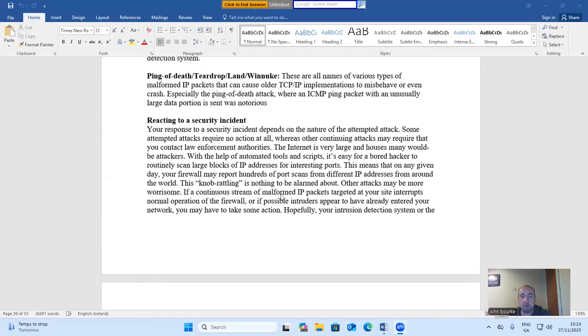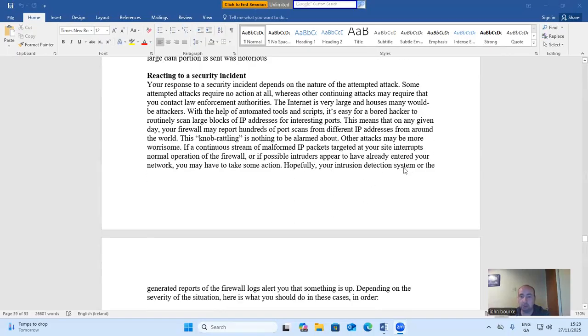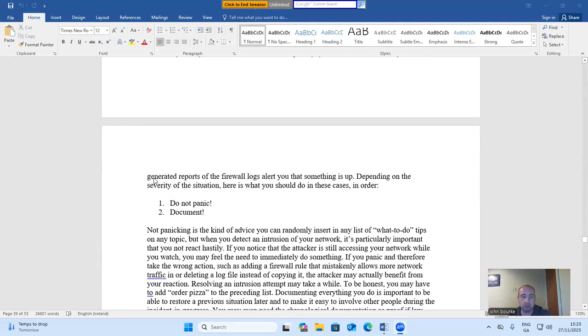If a continuous stream of malformed IP packets targeted at your site interrupts normal operations of the firewall, or if possible intruders appear to have already entered your network, you may have to take some action. Hopefully your intrusion detection system or the generated reports of the firewall logs alert you that something is up. Depending on the severity of the situation, here is what you should do in these cases, in order.